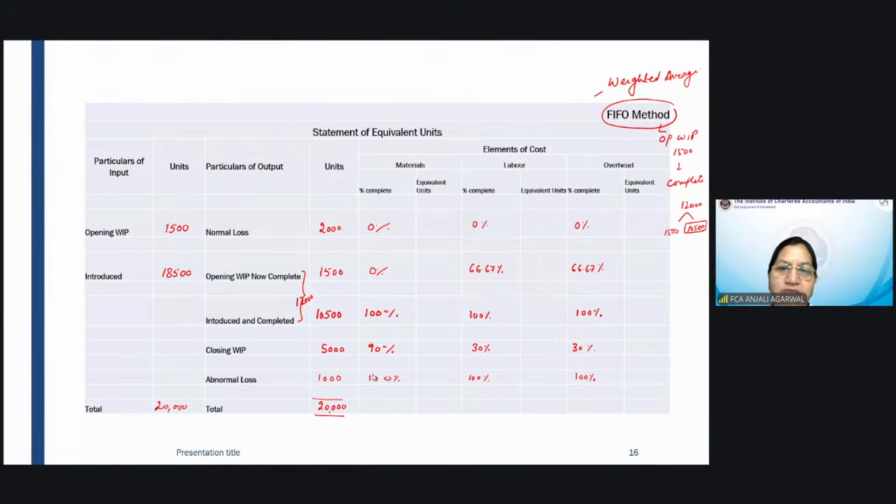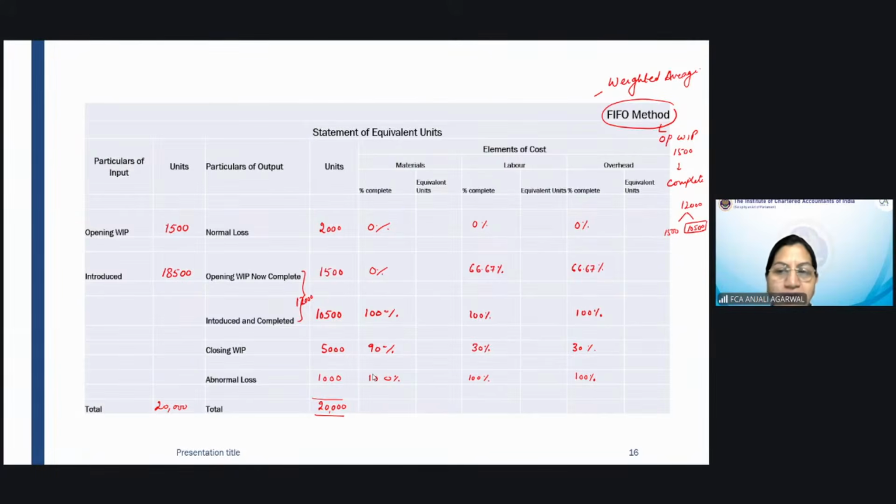Here, when you say if, generally I have told you it would be given as normal loss is a certain percentage of total input, current input, or gross production. But if you are saying that the loss is 10% of material input, opening WIP was not input in this period. It was already there from the beginning. It was carried from the previous process.